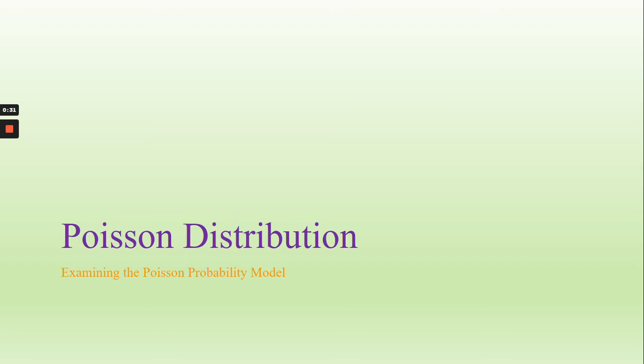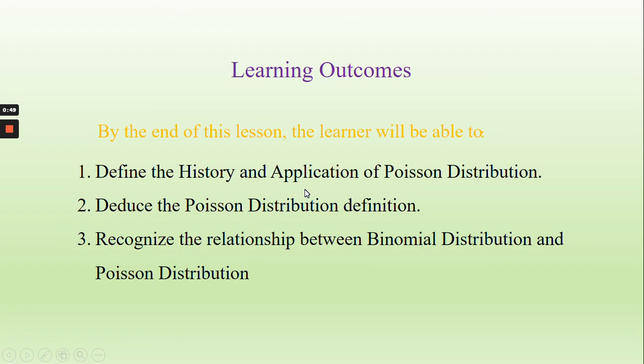So we have normal distribution, which I believe you've learned, and binomial distribution. And now we are going to consider Poisson distribution. Under this topic, these are the learning outcomes that you will be able to achieve by the end of this lesson. Number one, you'll be able to define the history and application of Poisson distribution.